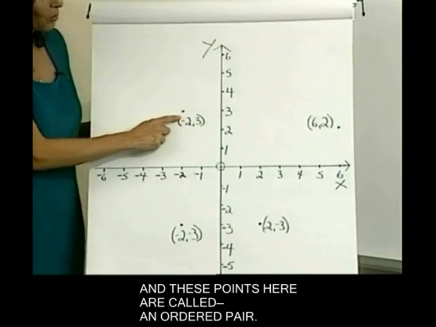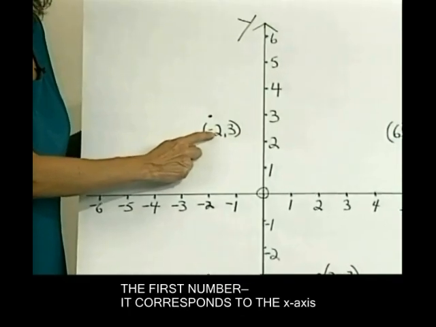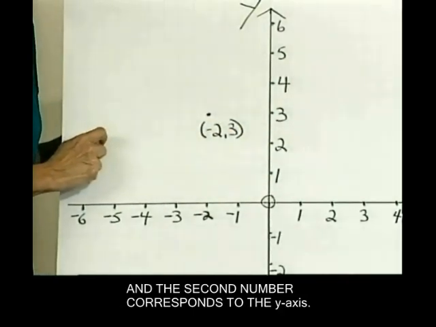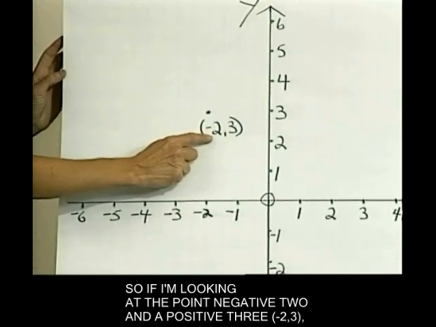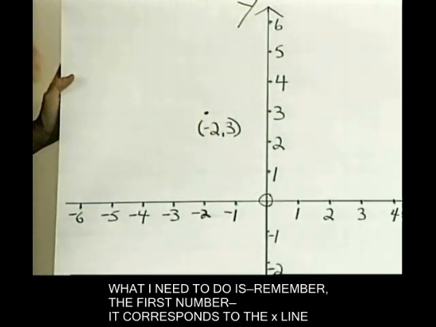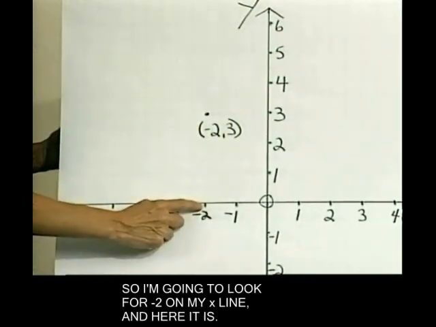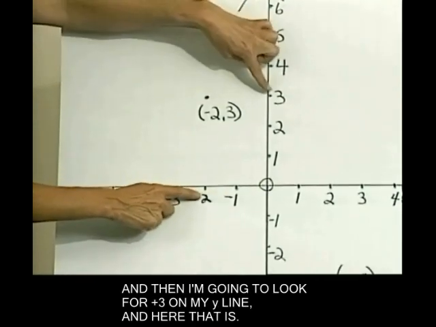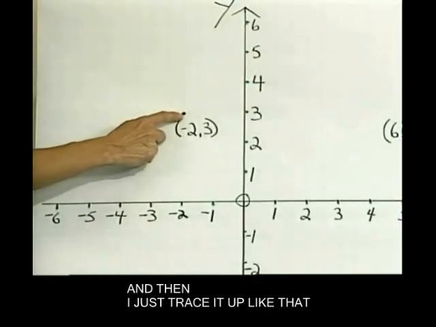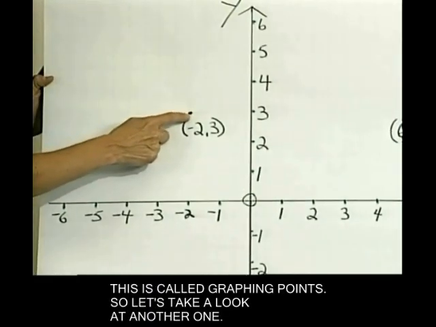And these points here are called an ordered pair. The first number corresponds to the x-axis, and the second number corresponds to the y-axis. So if I'm looking at the point -2, 3, what I need to do is remember the first number corresponds to the x line, and the second number corresponds to the y line. So I'm going to look for -2 on my x line, and here it is. And then I'm going to look for 3 on my y line, and here that is. And then I just trace it up like that, and that's the point -2, 3. This is called graphing points.